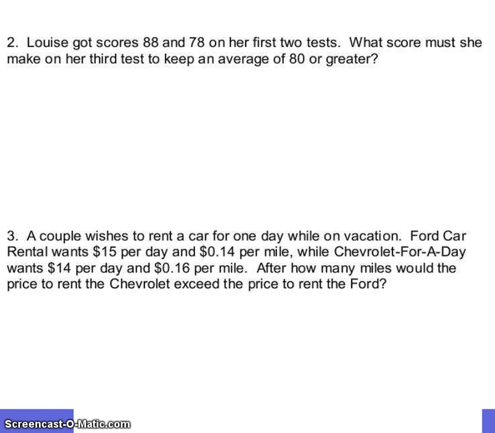Louise got scores. She made an 88 and a 78 on her first two tests. What score must she make on her third test to keep an average of 80% or greater? So we're going to mark some key things here. She got an 88 and a 78 on two tests, it wants to know about the third test, and she wants an average of 80 or greater. So let's talk about how we would write that.